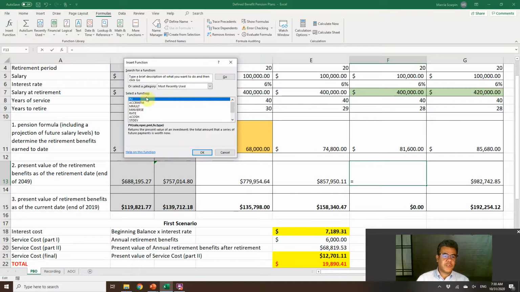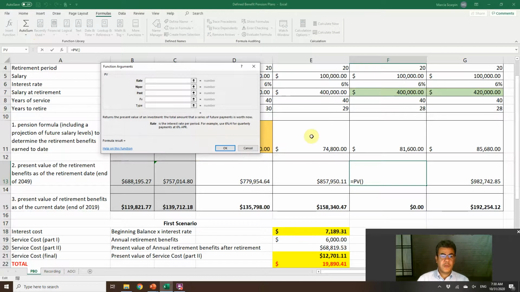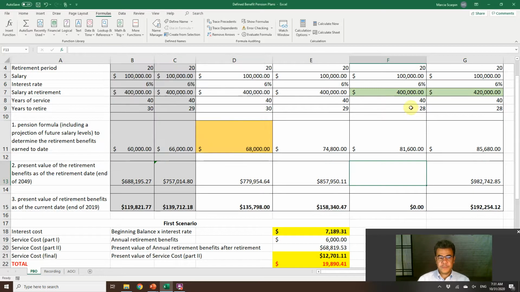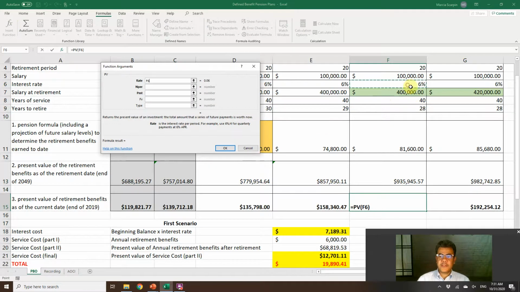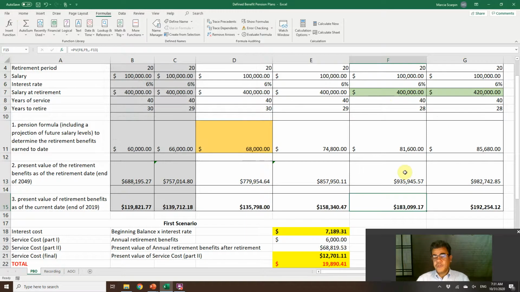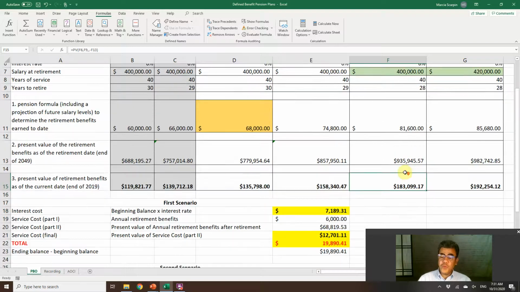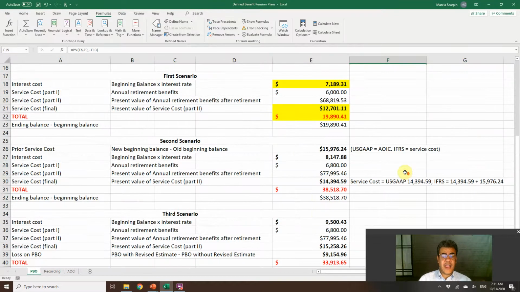now we go to most recently used, present value. Present value rate, 6. Number of periods, years to retire, 28. PMT nothing. Wrong place, sorry. Here, PV, rate 6%. Number of periods, 28. PMT nothing. FV, 935. So here we are, 183. So how do we do, first of all, our interest and service costs?